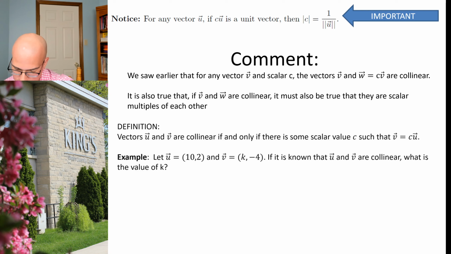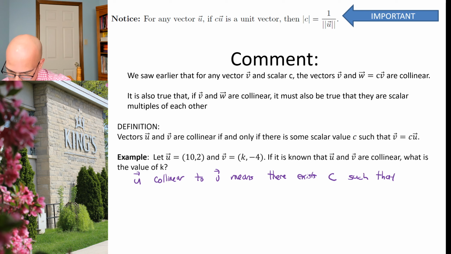So u collinear to v means there exists c such that v equals c times u. So k, negative 4 equals c times 10, 2.